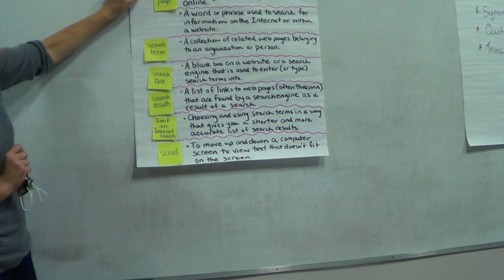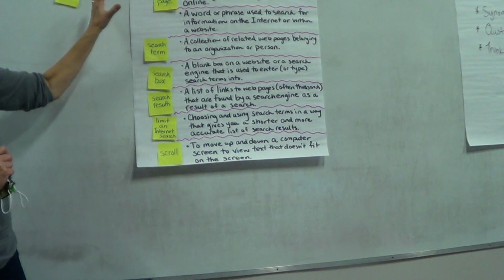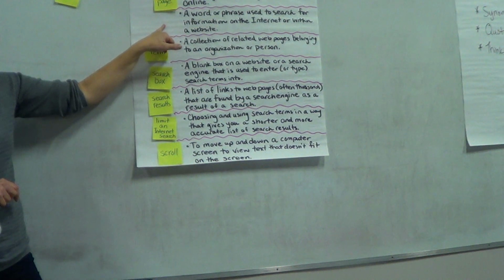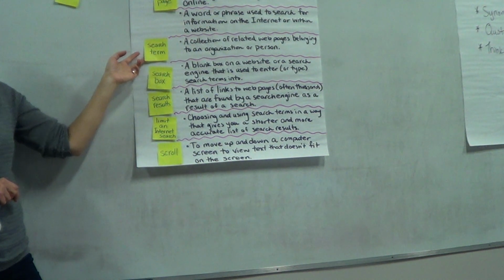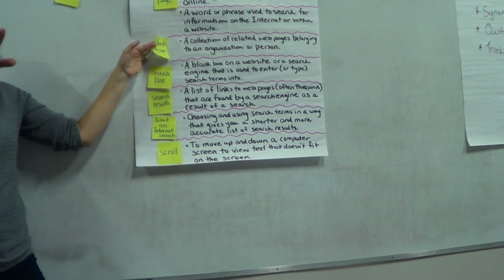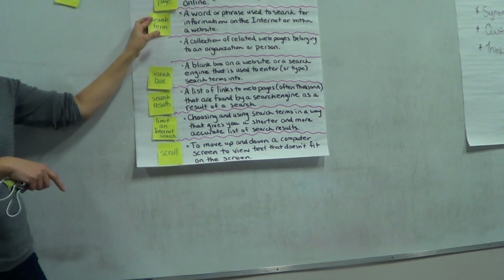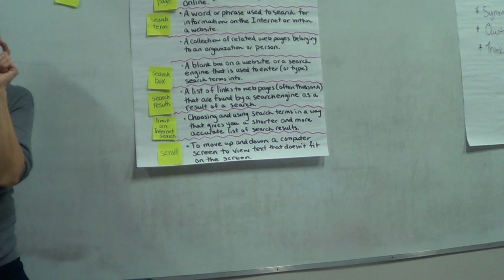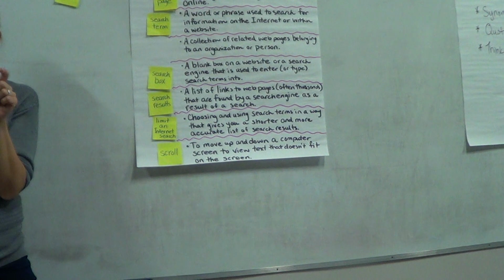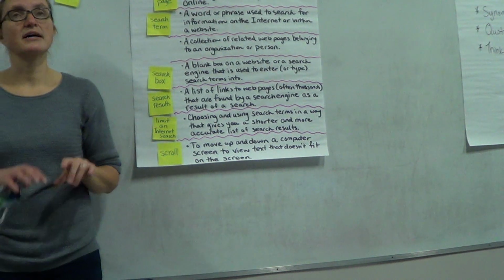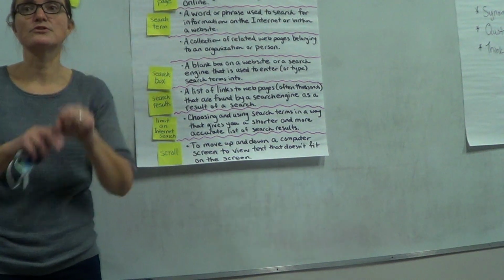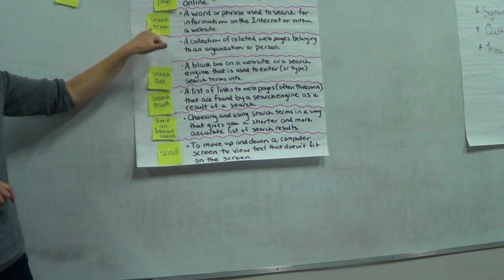So we're going to put this one over here. So it's one page of the text. Now, a word or phrase used to search for information on the internet or within a website, that's called your search term. So those words that we were typing in when we were looking for adult learner books, high, low interest, those were our search terms. So those are the words. So in your work, you would say to me, I typed the search term, The Outsiders, into the Google search box. Okay, that's your search term.